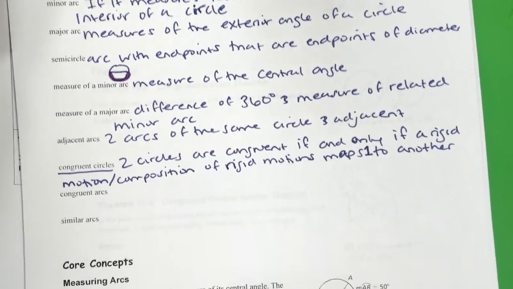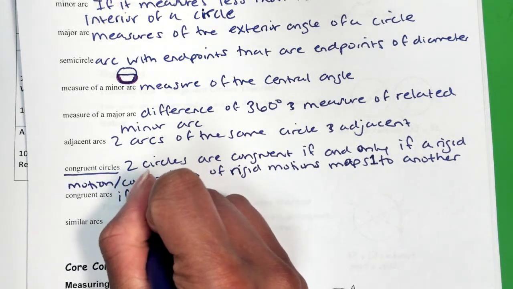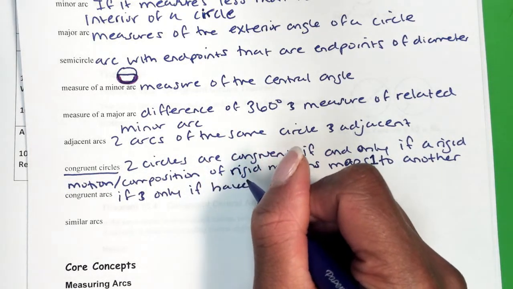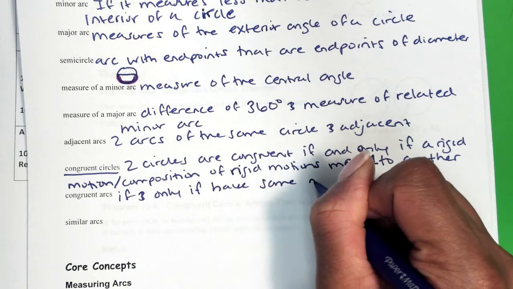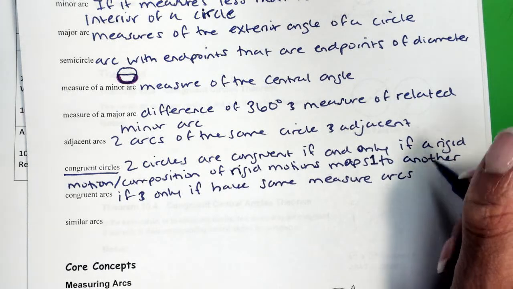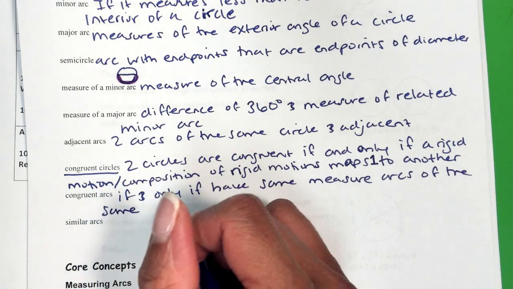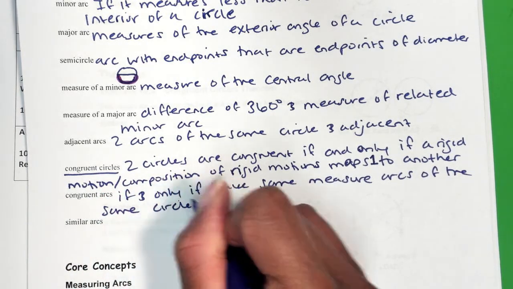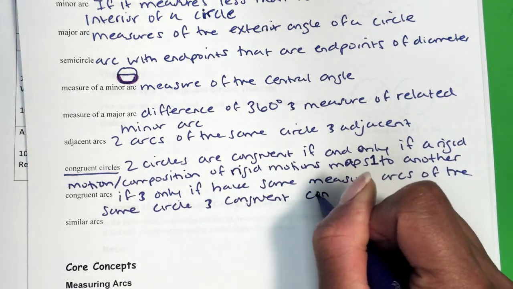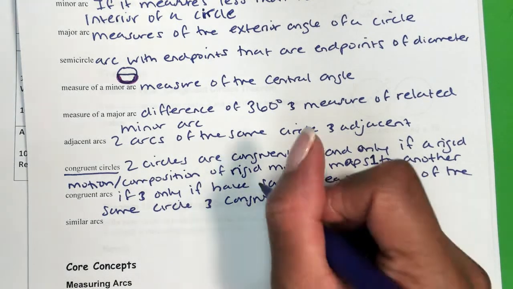And congruent arcs, arcs can be congruent if and only if, another biconditional statement, they have the same measure, arcs of the same circle, or of congruent circles.